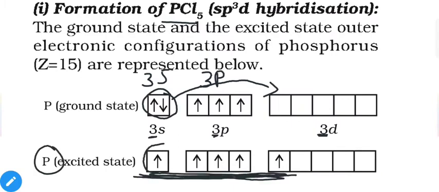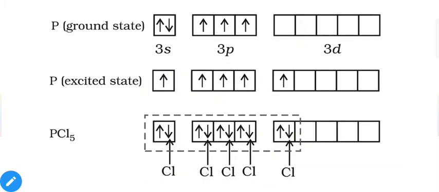That means one single electron in the s orbital, 3 single electrons in the p orbital and 1 single electron in the next 3d orbital. So the total number of orbitals is 5. 5 orbitals contain a single electron, so it needs 5 other elements to share their electrons with the central phosphorus atom. That's why chlorines will share their electrons with the single electrons of phosphorus, and the pairs will be completed.